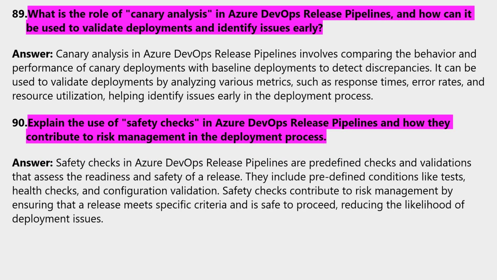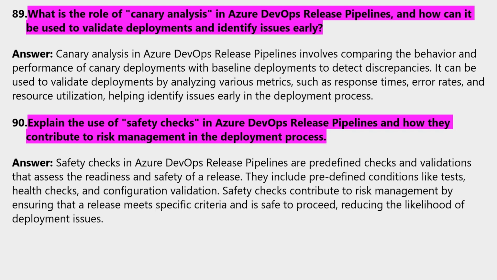What is the role of canary analysis in Azure DevOps release pipelines, and how can it be used to validate deployments and identify issues early? Answer: canary analysis in Azure DevOps release pipelines involves comparing the behavior and performance of canary deployments with baseline deployments to detect discrepancies. It can be used to validate deployments by analyzing various metrics, such as response times, error rates, and resource utilization, helping identify issues early in the deployment process.